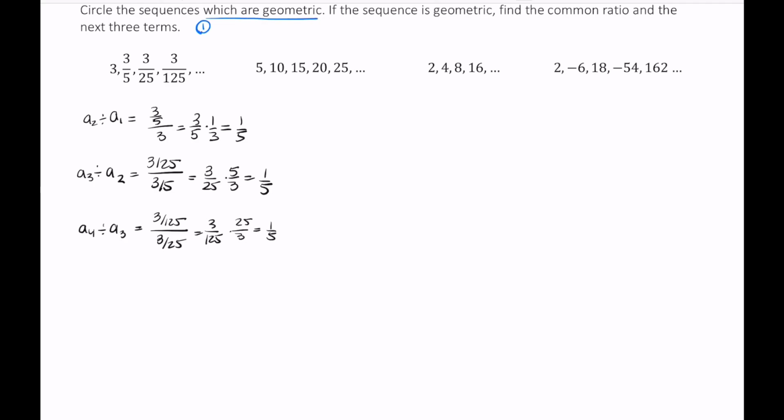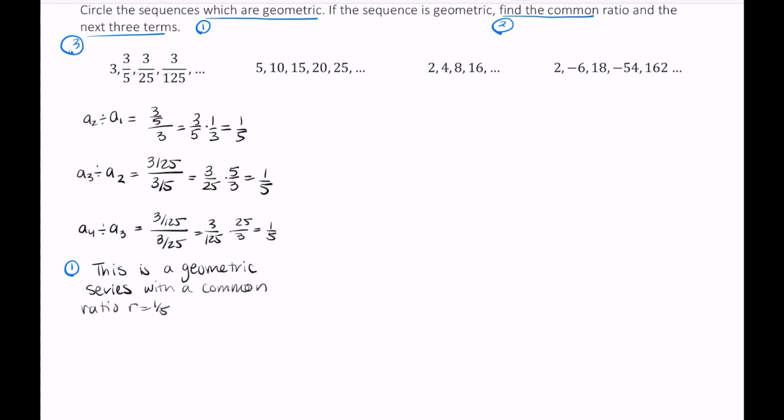So the first thing we identified here is that this is a geometric series. Now what about the common ratio and the next three terms? Well, the common ratio is fairly easy. The common ratio is 1/5. So this is the second part of this. Now, I didn't ask for this, but we're going to need it to find the next three terms. We're going to need its first term, so its initial term. And that's just right here, 3.